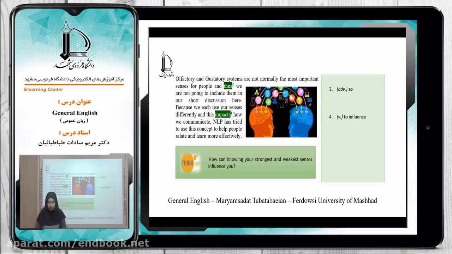And it's because we each use our senses differently, and this impacts how we communicate. NLP has tried to use this concept to help people relate and learn more effectively. So, people use their senses differently. Different people prefer different senses. NLP experts try to help people understand how they can communicate with those who have different preferences.